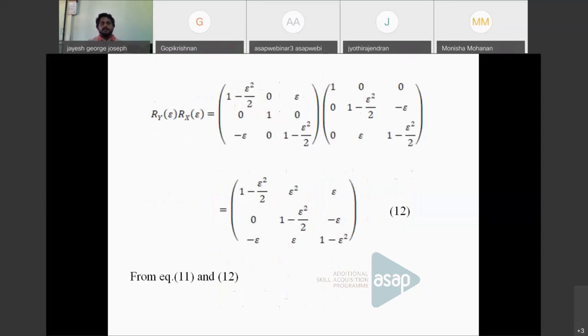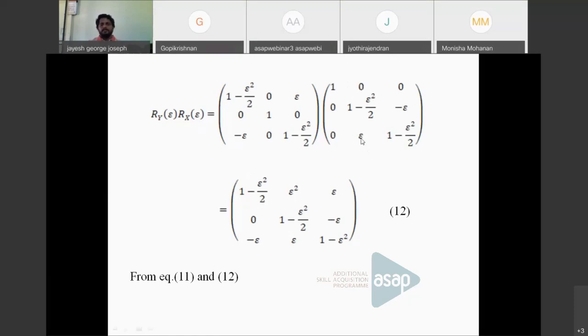Now we are doing that multiplication in reverse order. We have Ry of epsilon and Rx of epsilon. The Ry matrix is 1 minus epsilon square by 2, 0, epsilon, 0, and so on, and this is the Rx of epsilon. When we multiply these, the first element is 1 minus epsilon square by 2, and the second element is epsilon square, from multiplying these two.